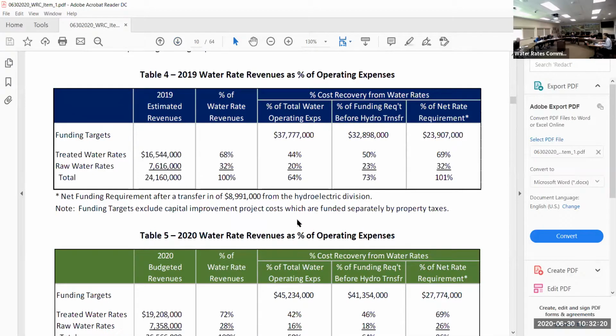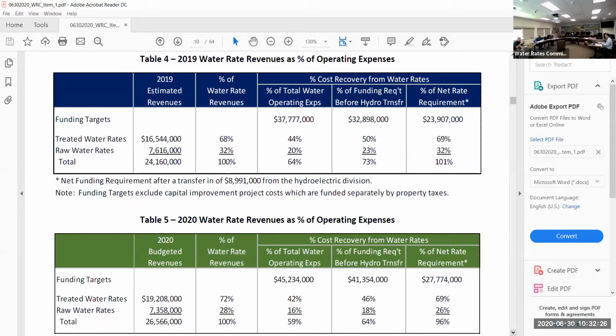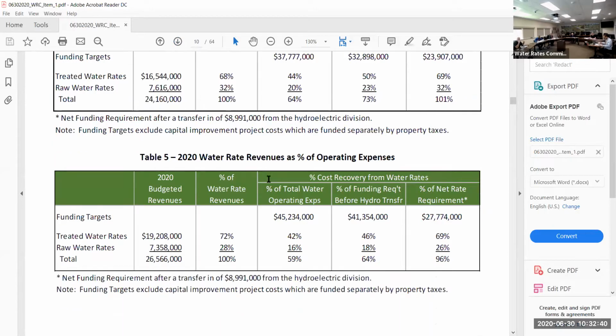And this is kind of a weird table to look at. I forgot exactly what the point of it was, and it wasn't really described, but I get it now, so thank you. And then looking at the figure on the next page, the treated expenses.